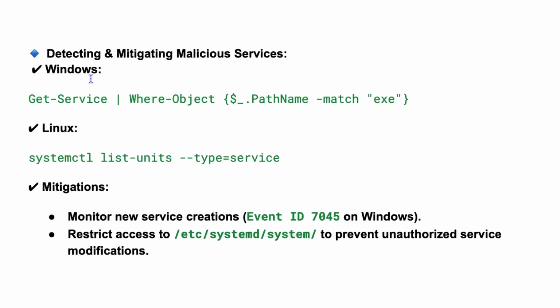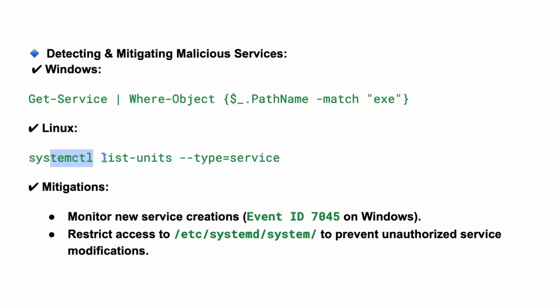To be able to detect these types of activities and mitigate against these malicious services on Windows, you can run a command called Get-Service, and then you will look for executable or .exe inside of that service. There could be a service name that has exe in it, so I would search for .exe as a match, just so we have that extension that we're looking for. Essentially you're looking for all of the services where the object path name has exe inside of it, and then you would get all of those and see if any of those would be malicious through further investigation.